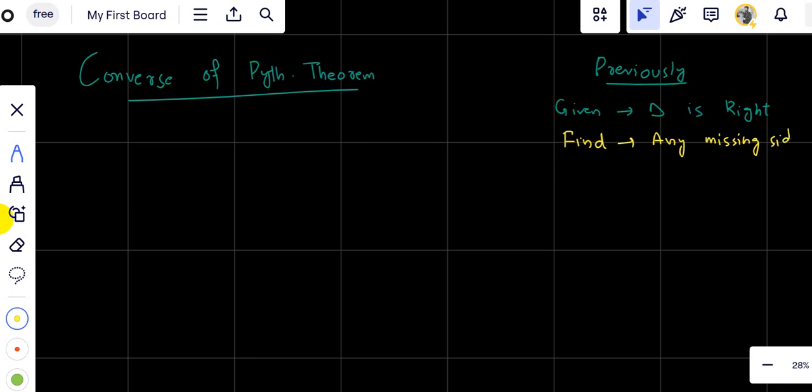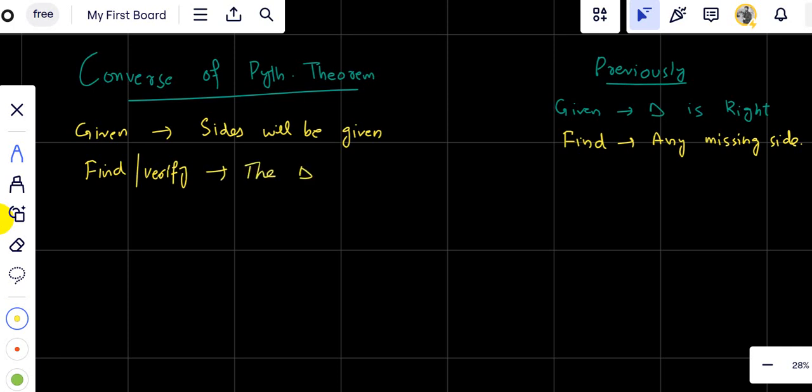Missing side. But now in this converse, the sides will be given, and find, or you can say verify, the triangle is right. So you got my point. What is the difference between the statement of the theorem and the statement of its converse?